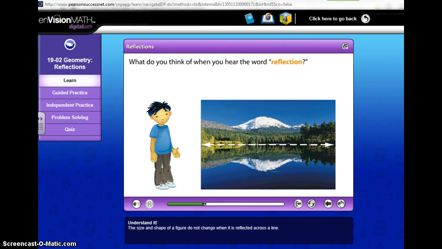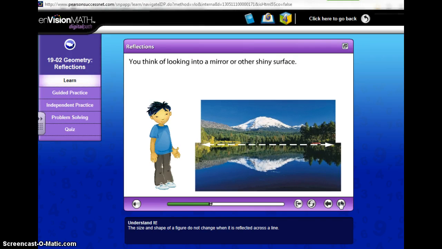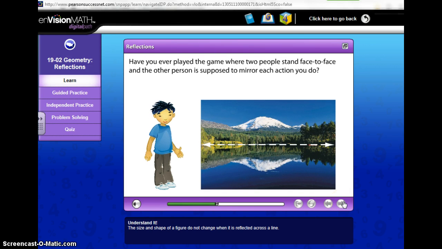What do you think of when you hear the word reflection? What are some things you think of, Aiden? Like when you look at your mirror. Mirrors. Like a lake when you can see yourself. A lake or a shiny body of water. Repeating something, copying. Anybody else? When they think of reflection, what do you think of? Two things. Okay, good. So you might think of looking into a mirror or a shiny surface.